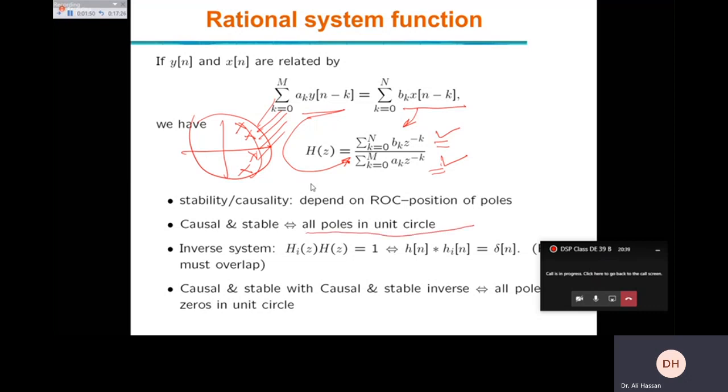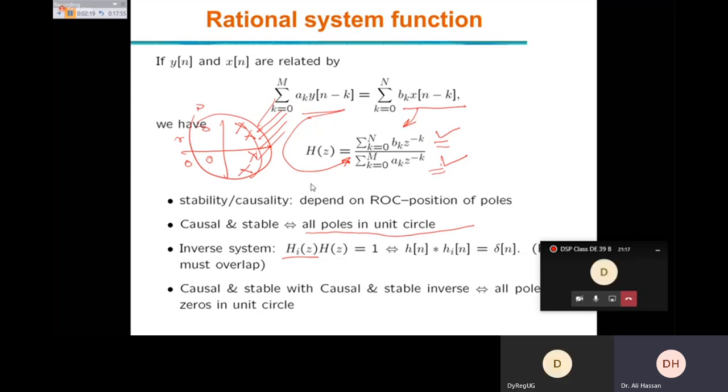Zeros could be anywhere. But if you want a system and you also want its inverse, and in many applications you also need an inverse of a system, then for the inverse of a system, zeros become the poles and poles become the zeros. Obviously, it will just take 1 over H(z) as Hi(z), because once you multiply the two transfer functions together, you want the answer to be equal to 1. It means once you are convolving a system with its inverse system, you should get delta of n, so that it cancels out the effect of the system.